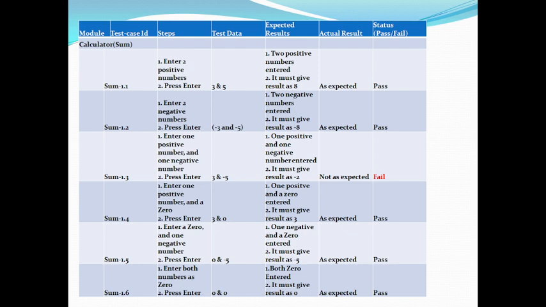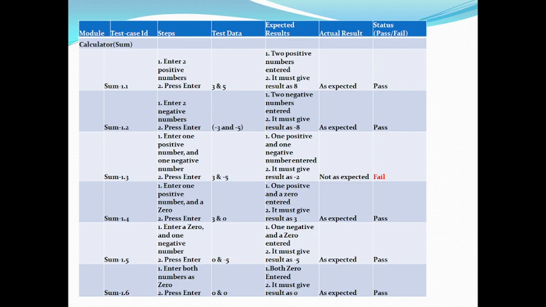It means when we execute the test case ID sum 1.1 with the calculator, if the output which we have mentioned in the Excel matches with the output on the calculator, we have to mention the status as pass. Okay.